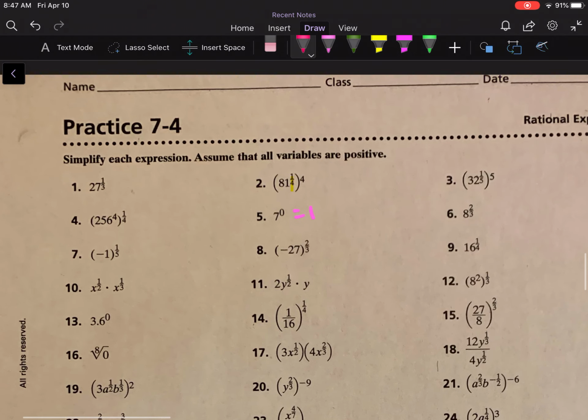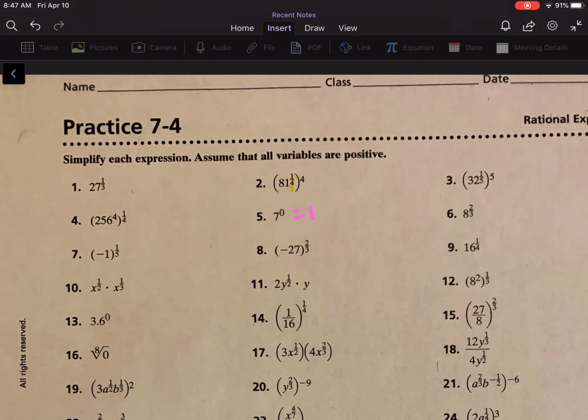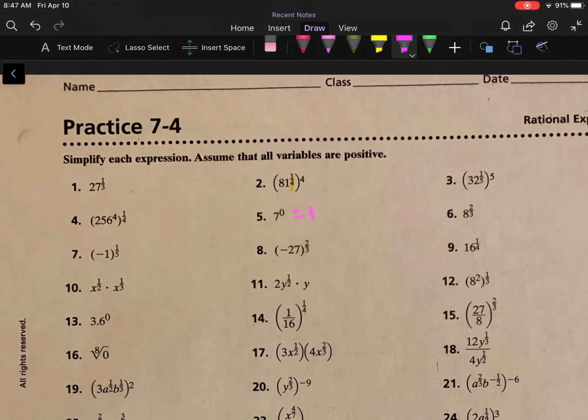Okay, so we already did 1 and 2. I'm going to go ahead and look with you and see how to do one of those. Number 6.